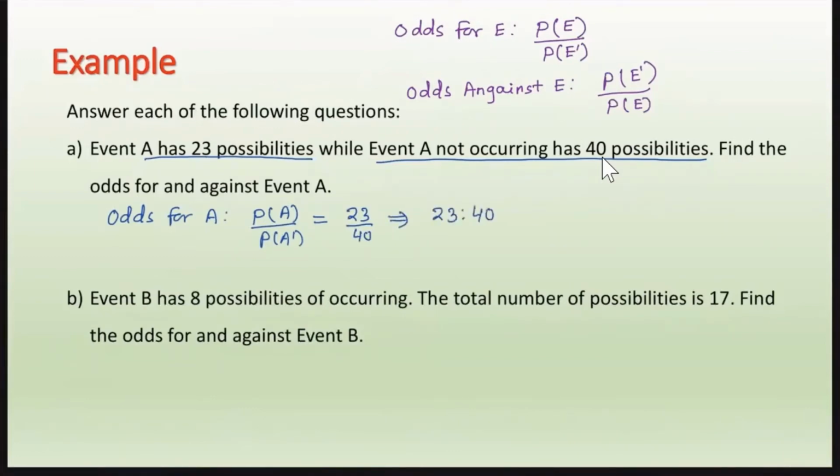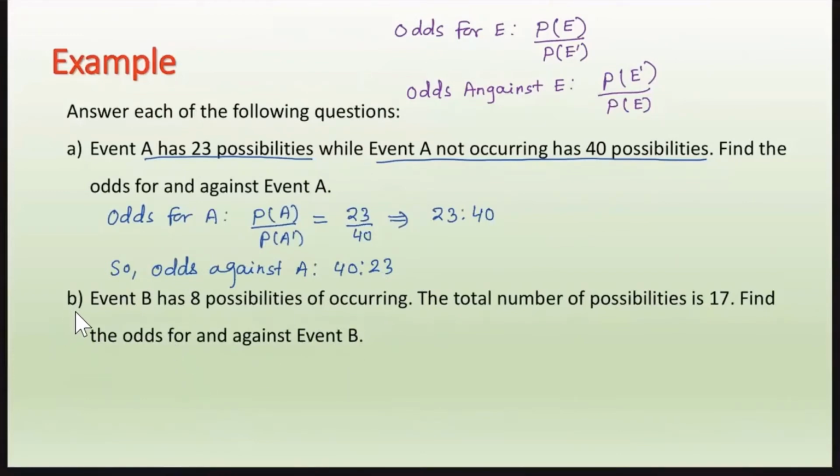That's how we write it. Once we know the odds for A, the odds against the event is just the reverse. You can see these two are just changed. The numerator and denominator are just changed. So odds against A will be 40 is to 23. It will just be the reverse order. 40 is to 23.